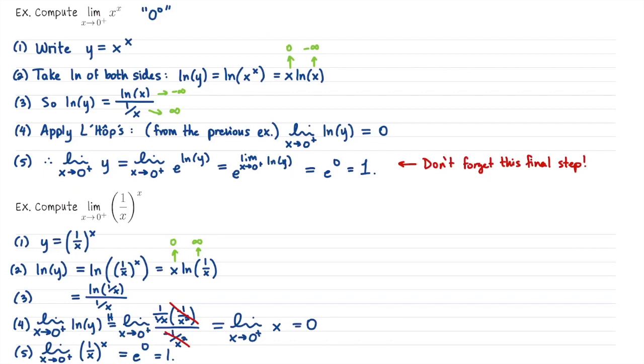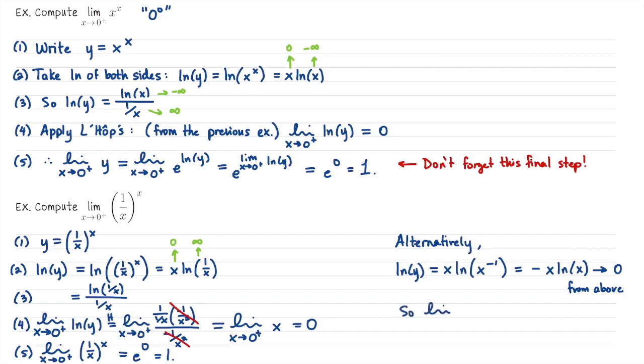So that's one way to solve this problem. Let me show you another way, given that we just did a similar example up above. So this is just a different path that you might have spotted, and that is that natural log of y is x natural log of x to the negative 1, but now that's negative x natural log of x, which is just negative 1 times the limit that we computed up above. So we said x natural log of x went to 0, so this is going to just be the negative of that, so that's 0.